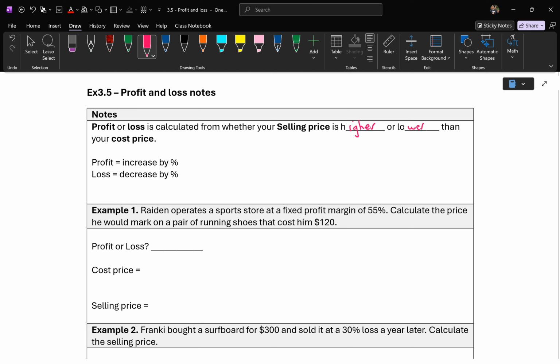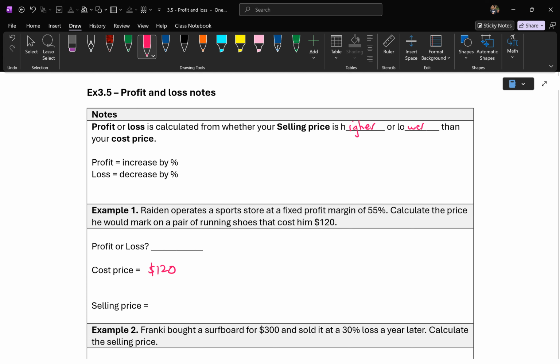Example 1. Raiden operates a sports store at a fixed profit margin of 55%. So in order to operate the sports store, he needs at least a profit of 55%. Okay, so it's fixed there. Calculate the price he would mark on a pair of running shoes that cost him $120. So, it cost him $120 in order to buy the shoes. How much does he have to sell, okay, if he needs a profit margin of 55%? So, each shoe that he sells, there needs to be a 55% profit margin.